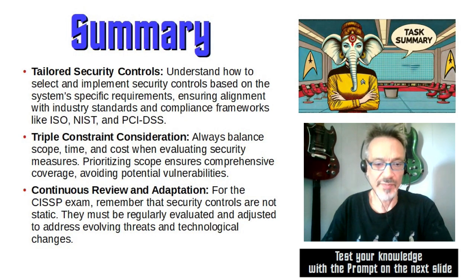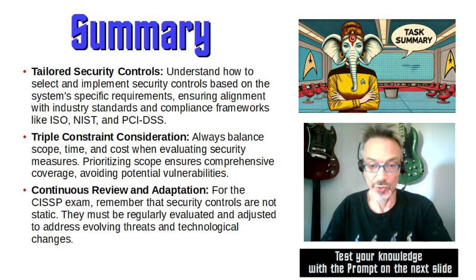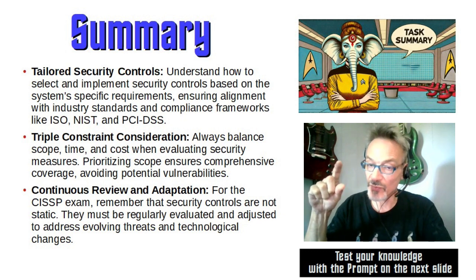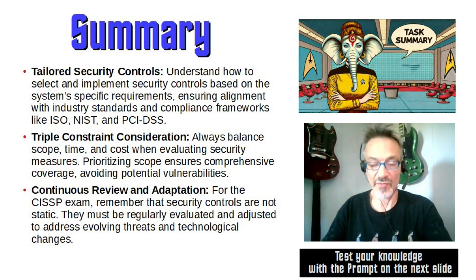Wrapping up 3.3. Select controls based on system security requirements. Let's review. 1. Tailored security controls. The exam will test your understanding of how to select and implement security controls based on a system's specific requirements. 2. Triple constraint consideration. For the exam, keep in mind the balance of scope, time, and cost, and we always have to meet the scope. We never short scope, and we try not to go too far out of scope. That's the measurement of our efficiency, or how much scrap we wasted.